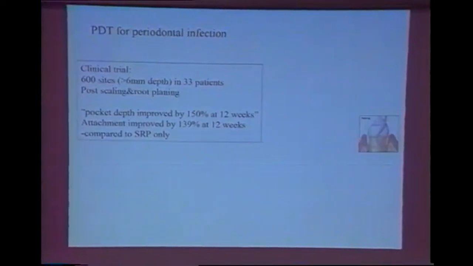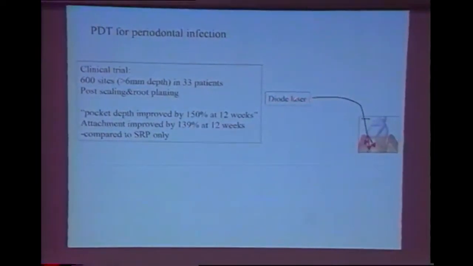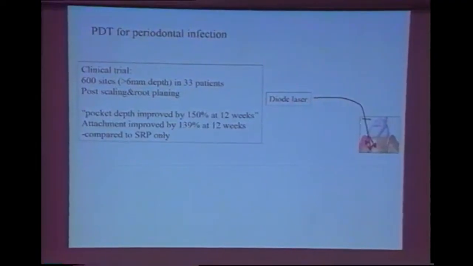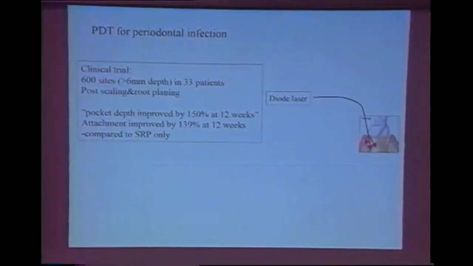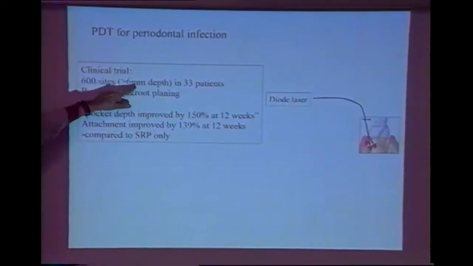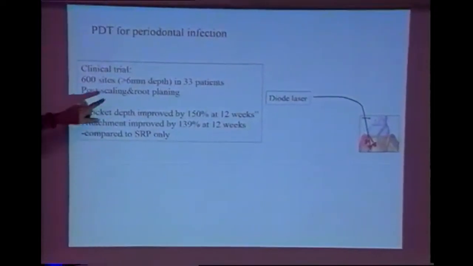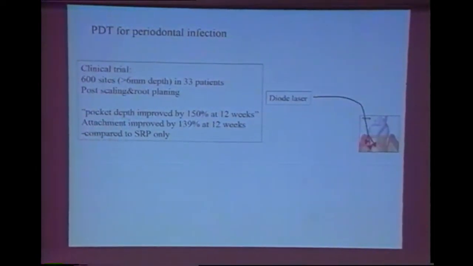If you look on the web, you will find a company, I'll show you in a moment, where they have a diode laser delivering light into the pockets by an optical fiber. And they just reported a clinical trial of 600 sites and 33 patients with a greater than 6 millimeter depth. I guess this is pretty severe, right? Yes. This is severe, pretty deep.